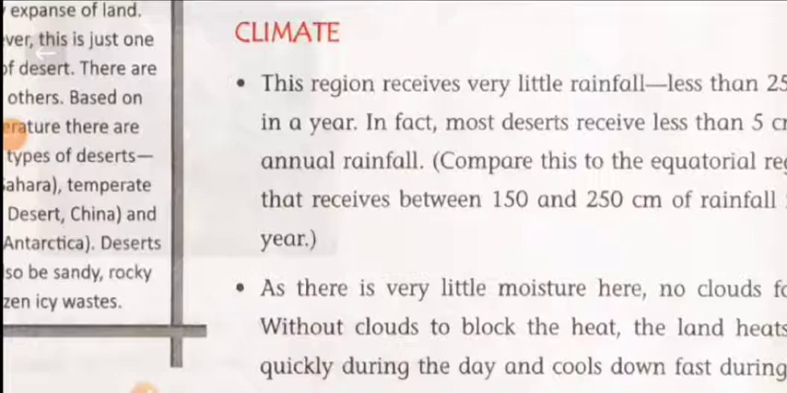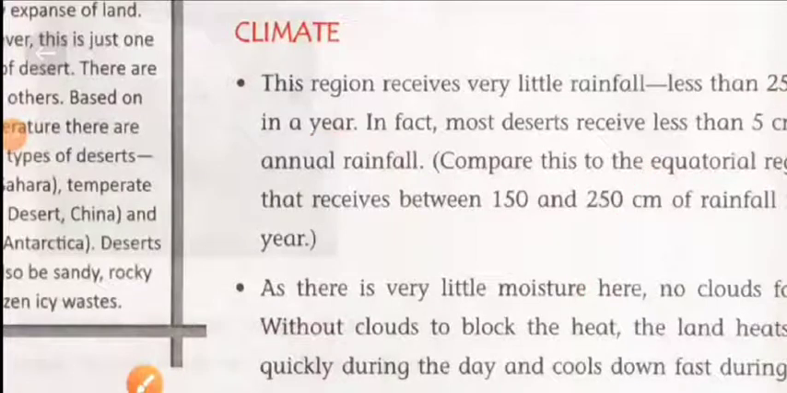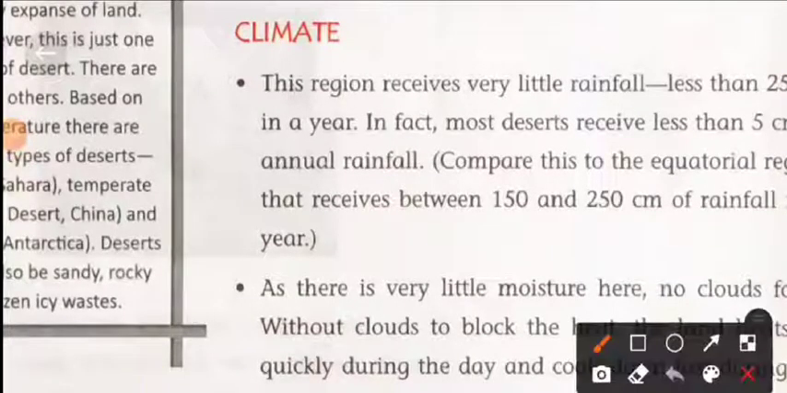The climate: the region receives very little rainfall, less than 25 centimeters in a year. Here it receives very low rainfall, about 25 centimeters in a year. In fact, most deserts receive less than 5 centimeters of annual rainfall, while some other parts of the region receive 5 centimeters of annual rainfall.